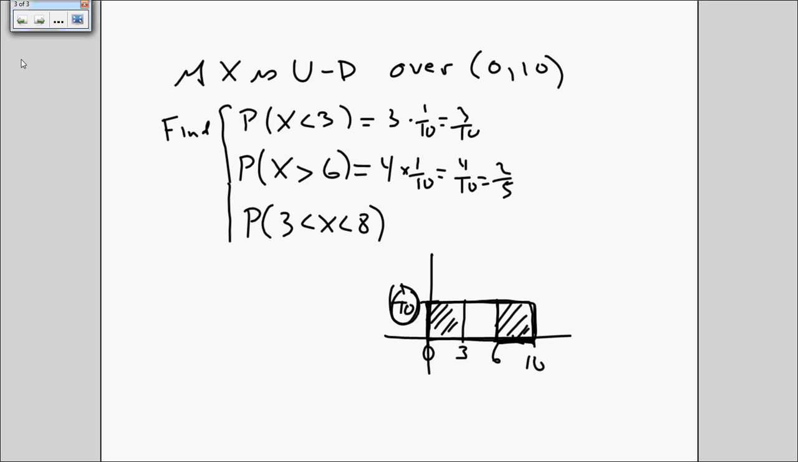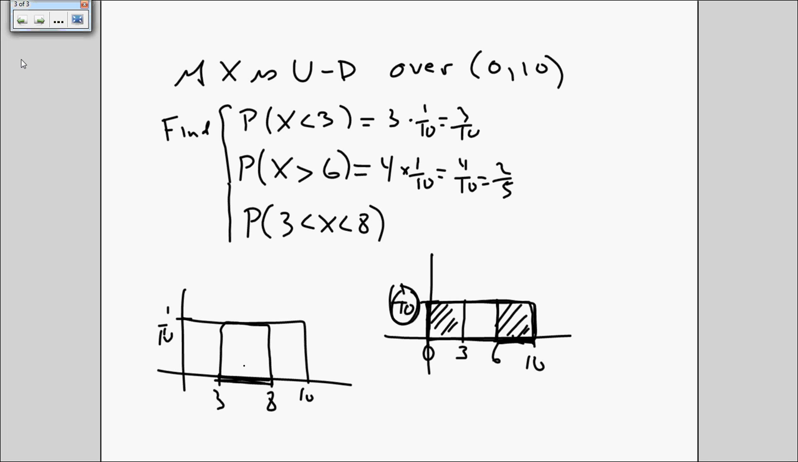3 to 8. Since I drew on this picture so much, let's draw it again. 1 over 10 goes out to 10. So we want to know the chances of being between 3 and 8. That is, what are the chances we're in here? Oh, the base is 5, and the height is 1 over 10. Base times height. 5 over 10, or 1/2.